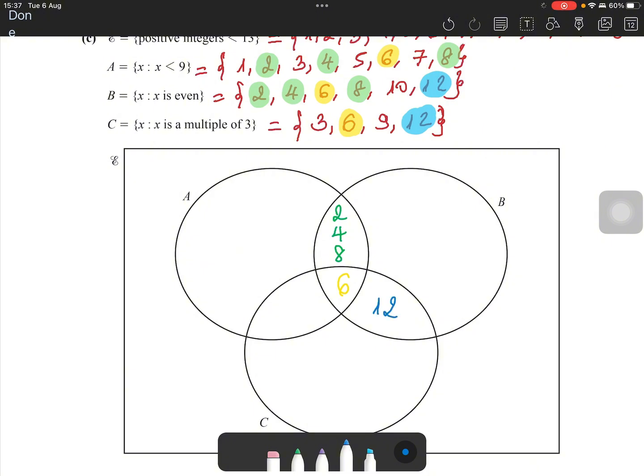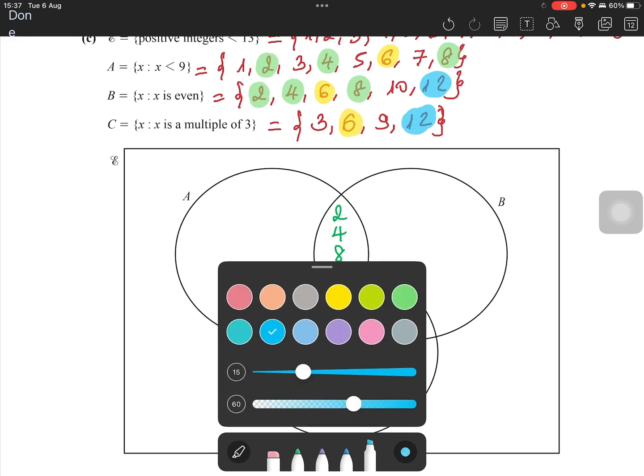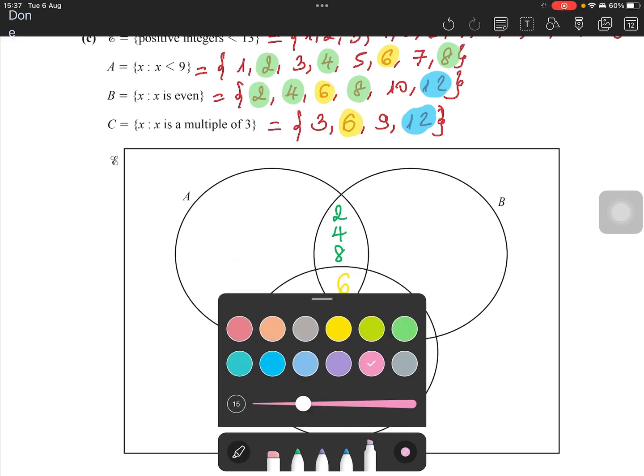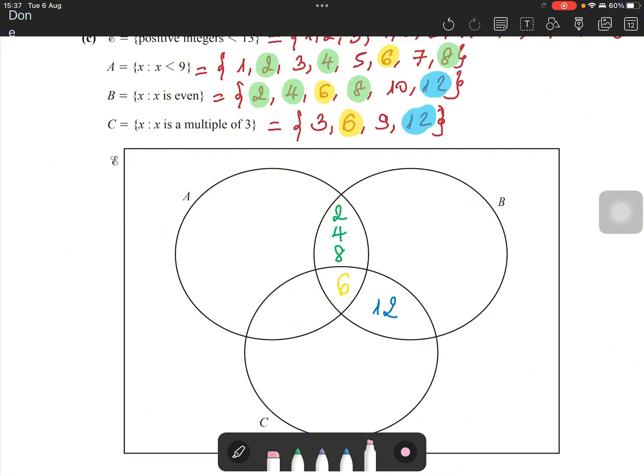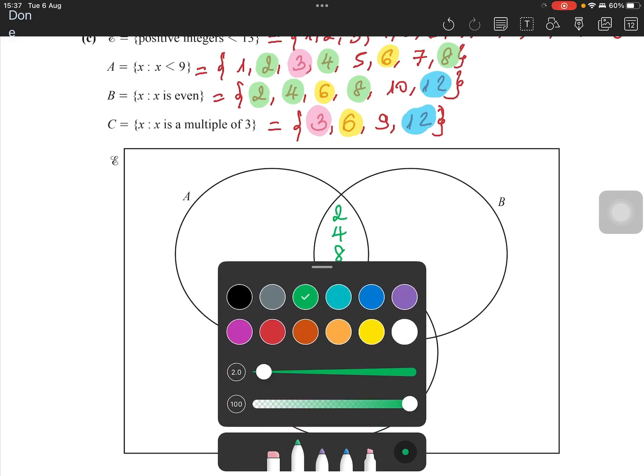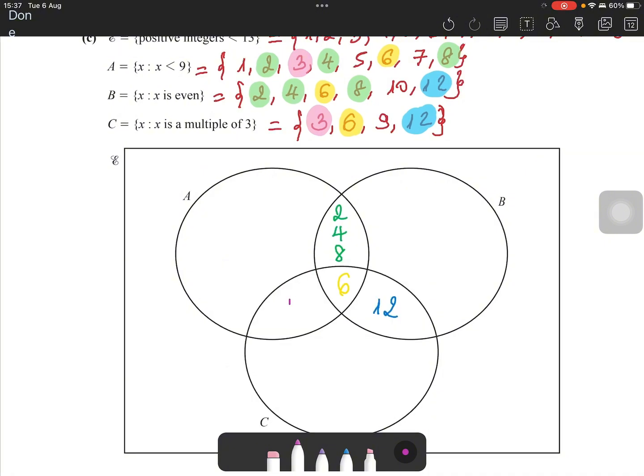Finally, we'll check what A and C have in common. B, A, and C, they have number 3. And that is the only number. So only the number 3 is in the intersection of A and C.